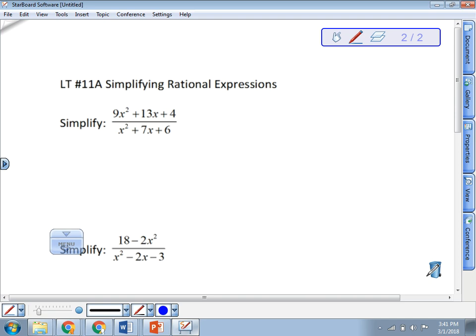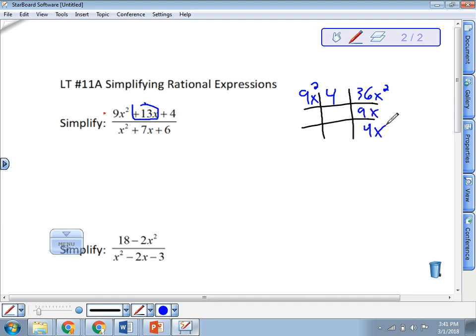Trinomials. On top, leading coefficient 9, I have to use tic-tac-toe. So to factor out that trinomial, remember how this works. Put our 9x squared, we put our 4, we multiply. 9x squared times 4 is 36x squared. Now I need a factor of that adds up to positive 13x. So that would be 9x and 4x.